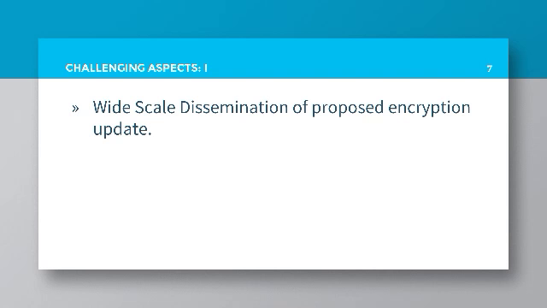One challenging aspect of these solutions would be the wide-scale dissemination of proposed encryption updates, such as elliptic curve encryption and the like, because it is entirely dependent on the user to update their device. And if not every device uses this, it may not be compatible between devices, which will render it useless if every party in the communication does not have the updated encryptions.